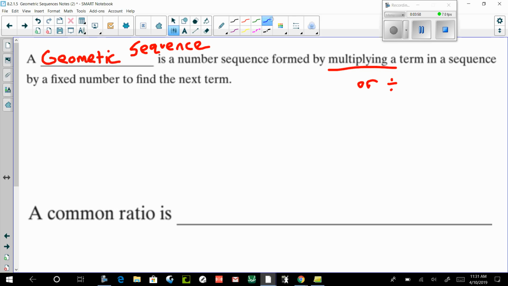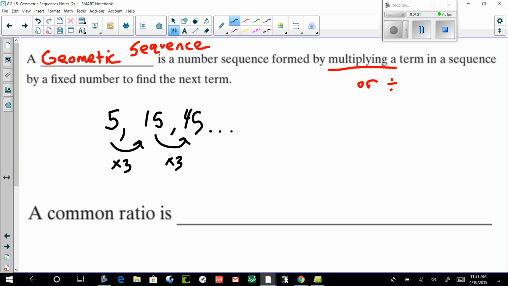So just to give you a quick example, I'm going to use something that's fairly simple. I'm going to use the number 5 to start. I'm going to multiply by 3 each time. So if I take 5 and I multiply by 3, I end up with 15. If I multiply by 3 again, I end up with 45. And this pattern could continue. Because I am multiplying by 3 each time, this would be considered a geometric sequence.